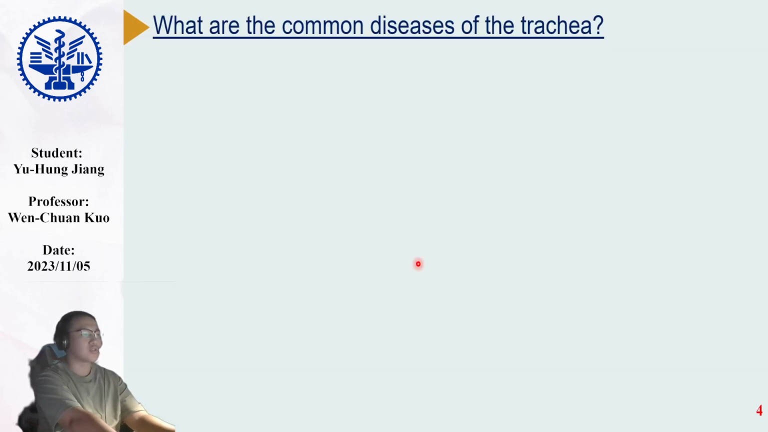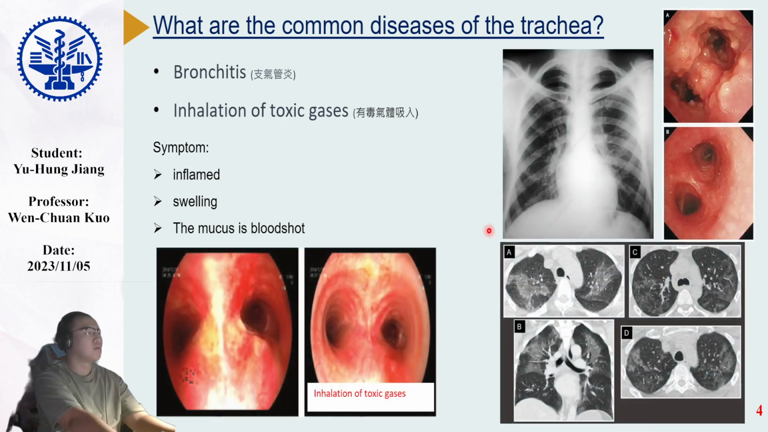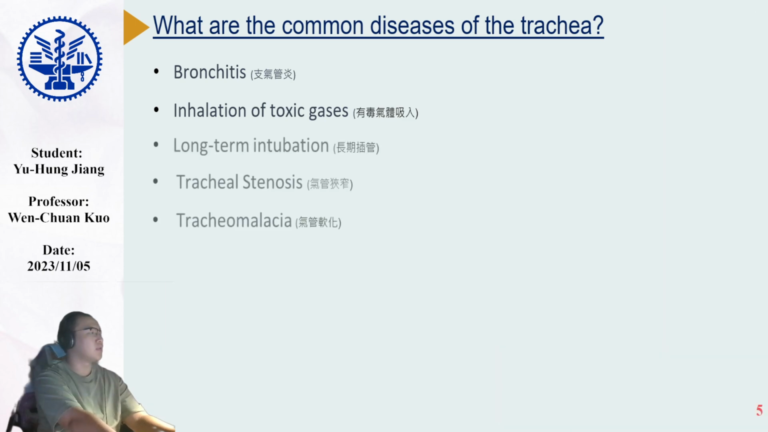First, the introduction. What are the common diseases of the trachea? The types of disease are bronchitis and the inhalation of toxic gases. The symptoms are inflammation, swelling, and bloodshot mucus. We can see the right side and the lower image. You can see the symptoms of them. Less common diseases are long-term intubation, tracheal stenosis, and tracheomalacia.